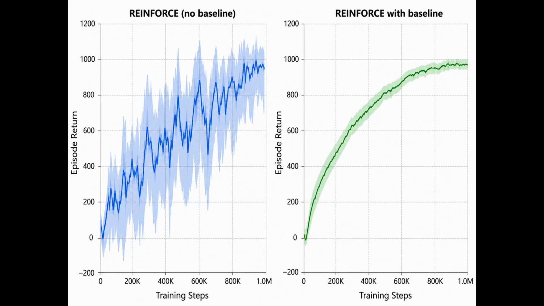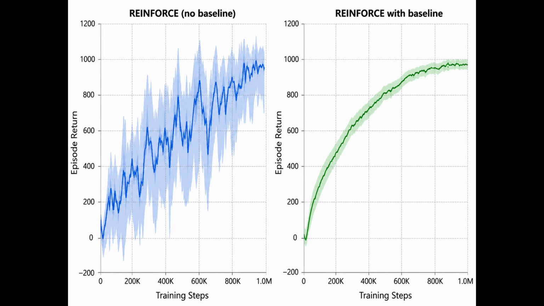Okay, so we have a working algorithm. Let's talk about why it's often terrible in practice. The core issue is variance. Our gradient estimator is G = Σ over t of ∇θ log pθ(a_t | s_t) times R(τ).